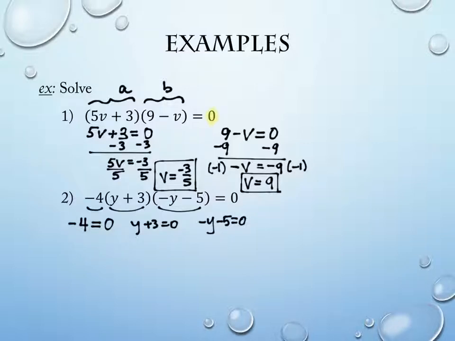But what really happens here? Whoops. You could distribute, but you don't need to. Look back at what I've highlighted. What do you see here that says negative 4 equals 0.